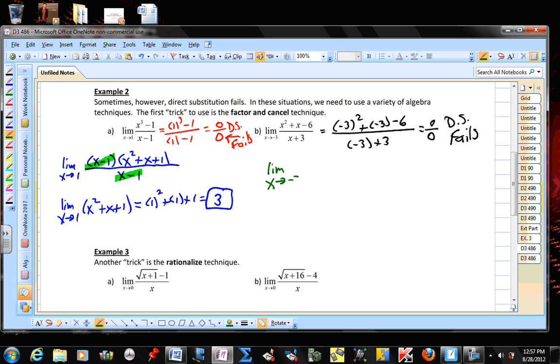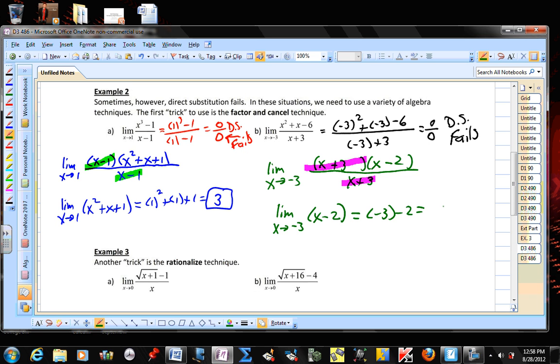We'll take the limit as x approaches -3. Factor the numerator. Let's see, we'll get x plus 3 times x minus 2, all over x plus 3. Once again, this works out nicely because the factor of x plus 3 cancels the other factor of x plus 3. And we're left with the limit as x approaches -3 of x minus 2. Now we've got rid of the x plus 3 on bottom. Now direct substitution works. We'll have -3 minus 2, which is just -5.